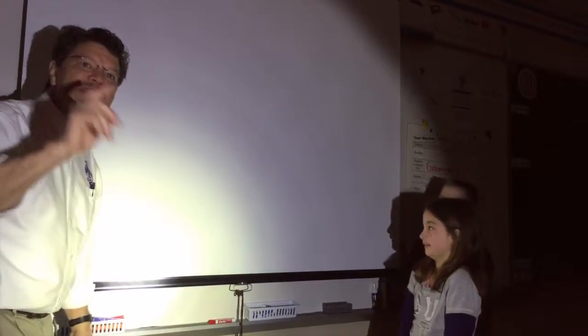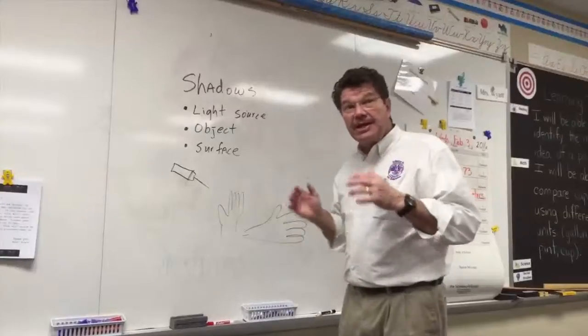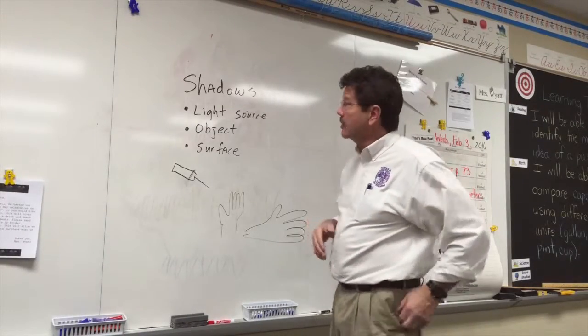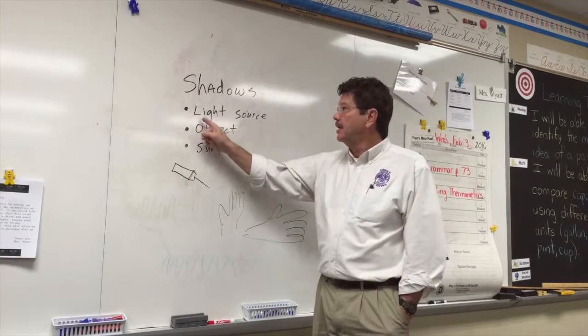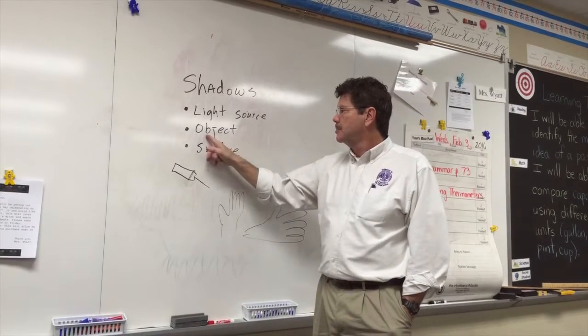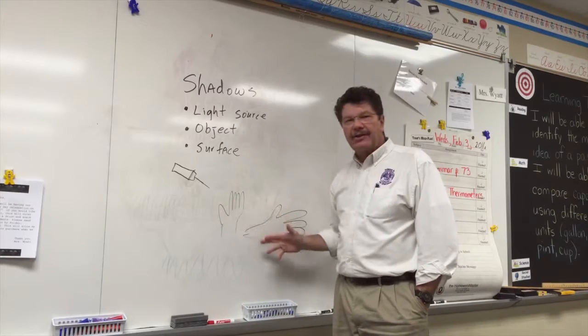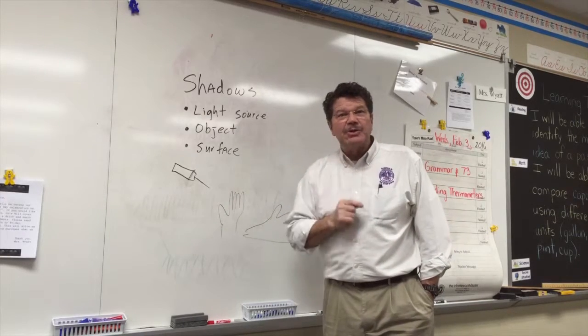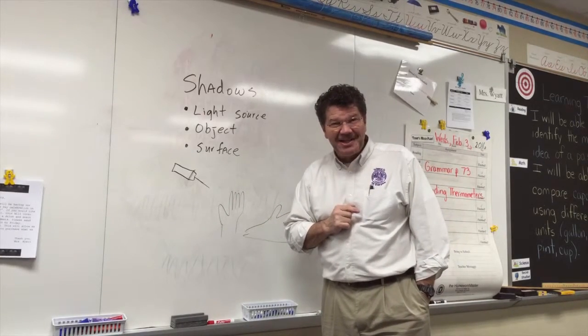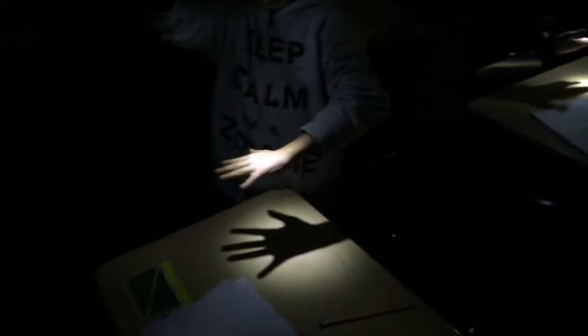And let's take a look at something else. Let's have you guys make some shadows. And what do we need for a shadow? We need light, like a flashlight, my hand, and the shadow. Let's see what you guys come up with for your shadows. Little hand, big hand, little hand, big hand. When I get closer, my hand is bigger. Big hand.